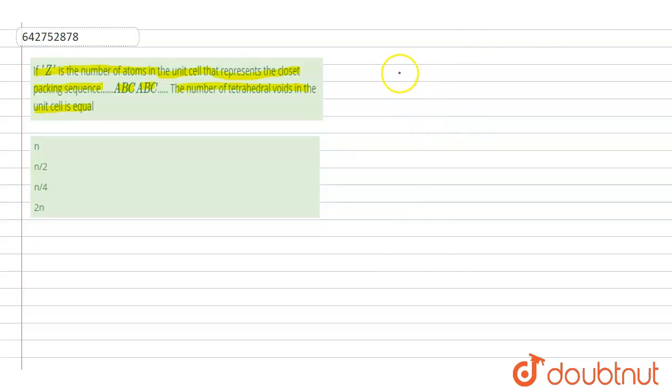So here, first of all, in CCP system, here we have a ABC type of arrangement of layers. So this is the arrangement of layers.